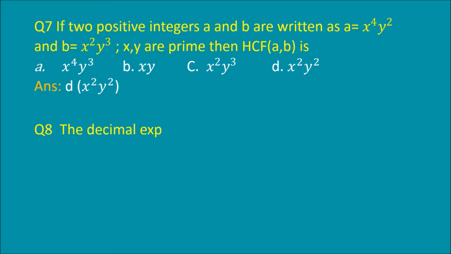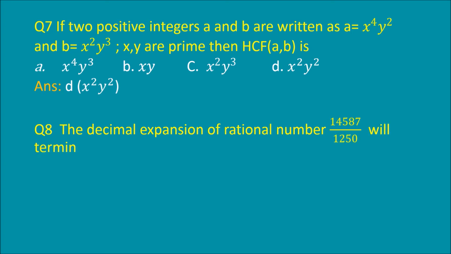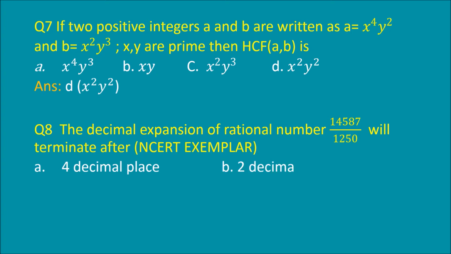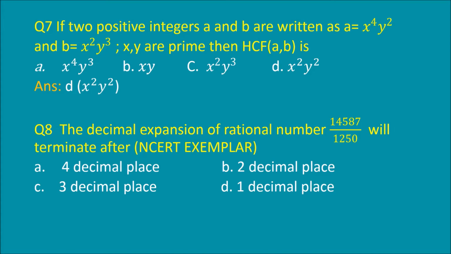Question 8. The decimal expansion of the rational number 14587 upon 1250 will terminate after how many places? 4, 2, 3 or 1 decimal place. Now this question is from the NCERT Exemplar book.